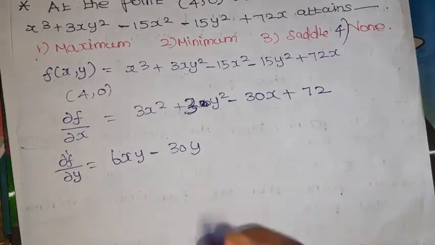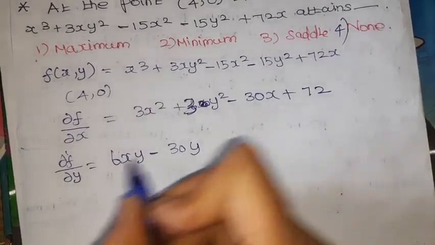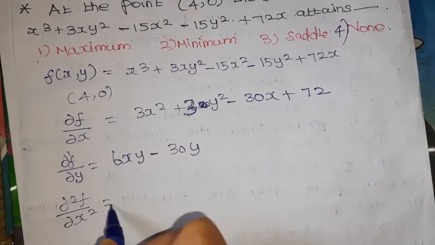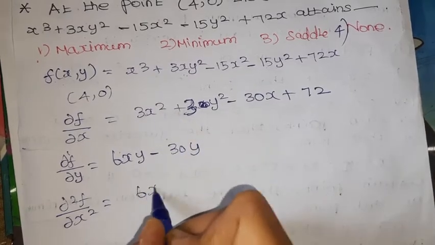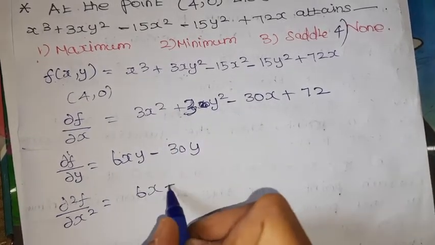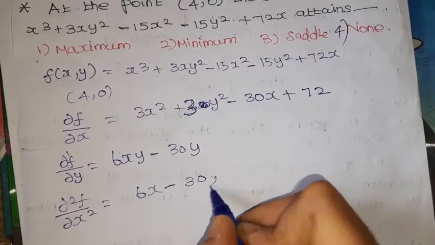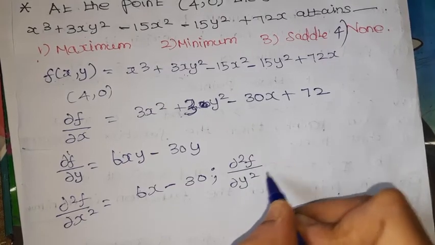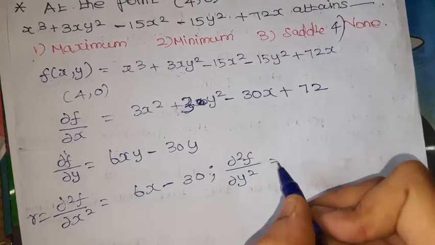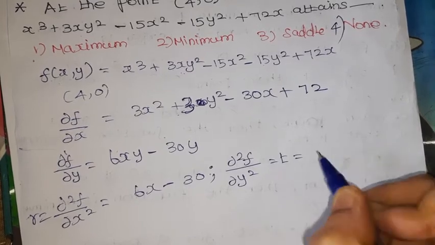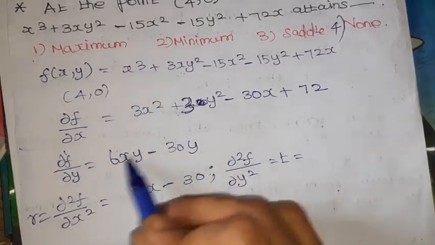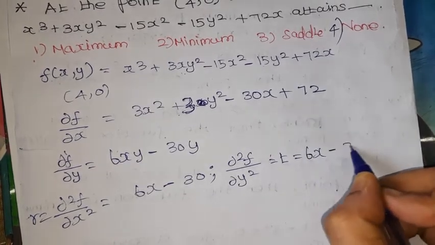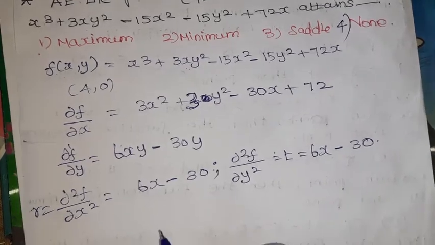Then we need to find dou squared f by dou x squared from this. Again partially differentiating with respect to x, we get 6x minus 30, this term won't come. Then I am writing here itself dou squared f by dou y squared. This is r, this is t, right. Again with respect to y, 6x minus 30, right.